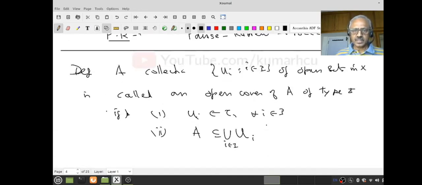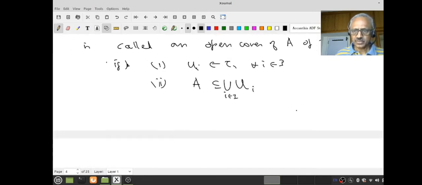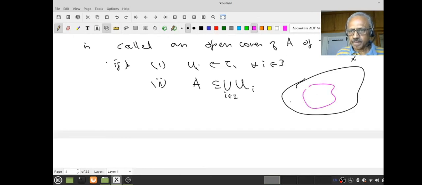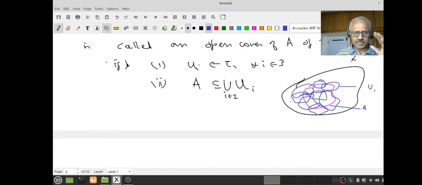Right? So this is, I call it an open cover of A, but then UI need not be a subset of A. UIs are subsets of X, but the union of UI contains A. So the picture will be something like this. Suppose this is my X and this is my A. The type 1 open covers may look like this. These blue items are like your UI, and this pink one is your A, and A is contained in that. Okay, keep that picture in mind.